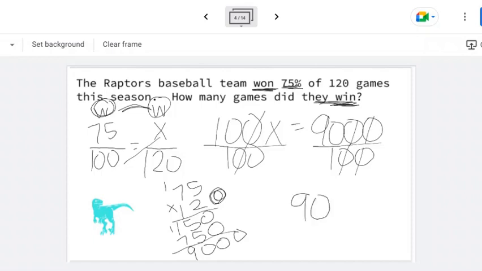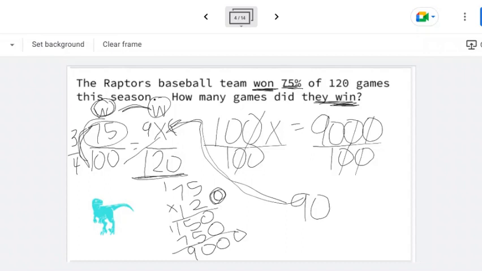Now, we want to see if that seems reasonable. So if they won 75% of their games, they won more than half of them, right? Half of 120 would be 60. And so does it make sense that they would have won 90 games? Yes, it would. Right?